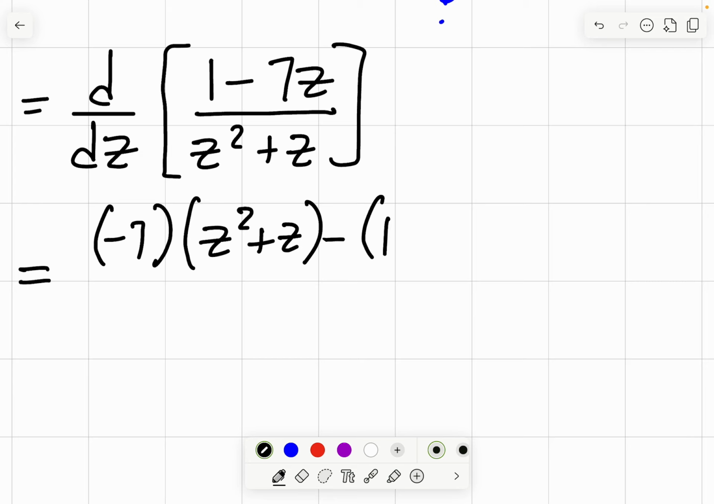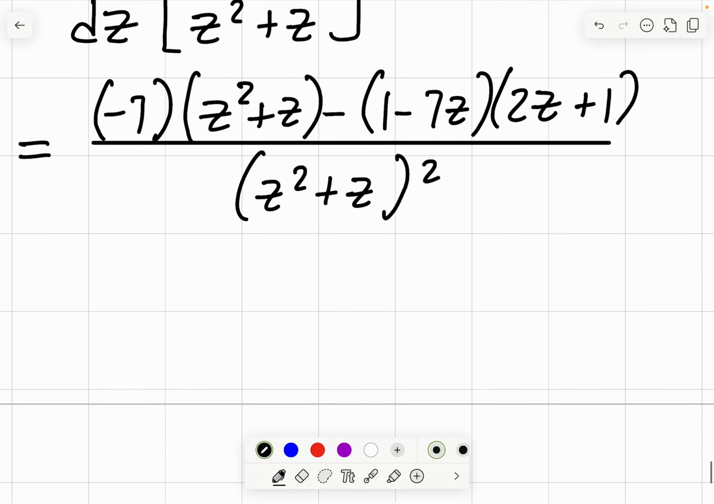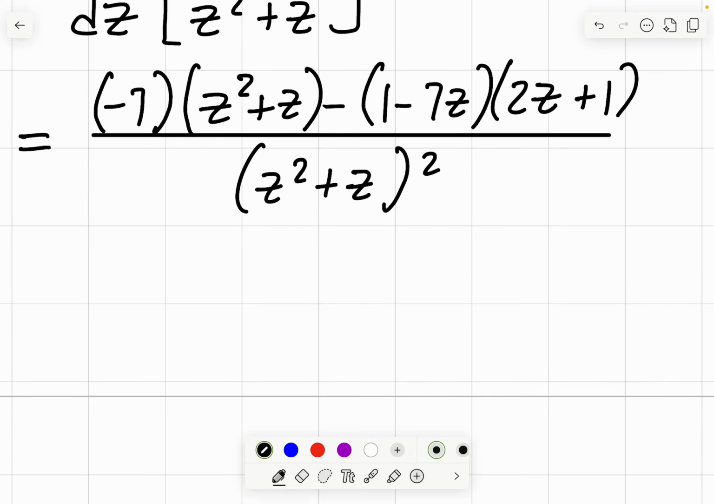Negative. I keep the 1 in the numerator. I derive the 1 in the denominator. It's going to be 2z plus 1 divided by z squared plus z all squared. So there's no need for me to multiply those things because I see it's a huge work.